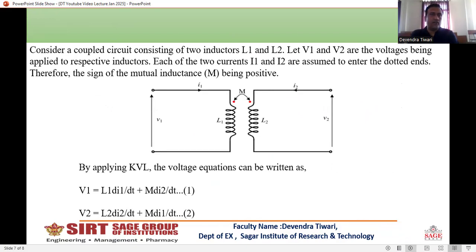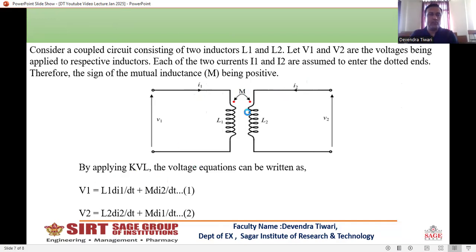Next slide. Consider this coupled circuit consisting of two inductors L1 and L2. Let V1 and V2 be the applied voltages. Each of these two currents, I1 and I2, is assumed to enter the dotted ends. Therefore, the sign of mutual inductance M will be positive, as we understood in the previous slide. Clearly, I1 is coming from the dotted side and I2 is also coming from the dotted side. That's why this M is positive.